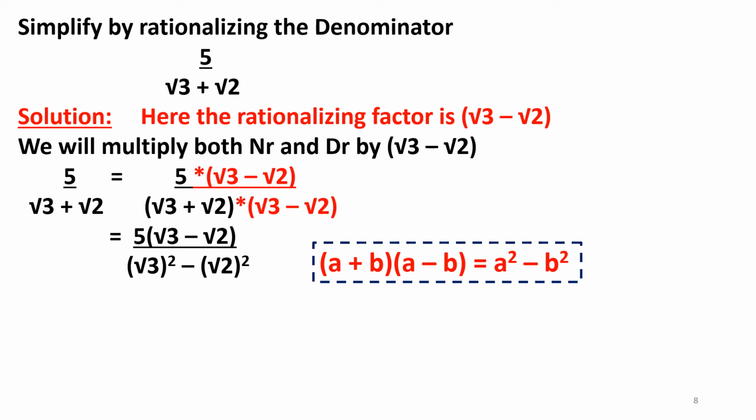Now see the denominator: root 3 square is 3, root 2 square is 2. Numerator is as it is. 3 minus 2 is 1, we need not write. So the answer is 5 into root 3 minus root 2. One more.